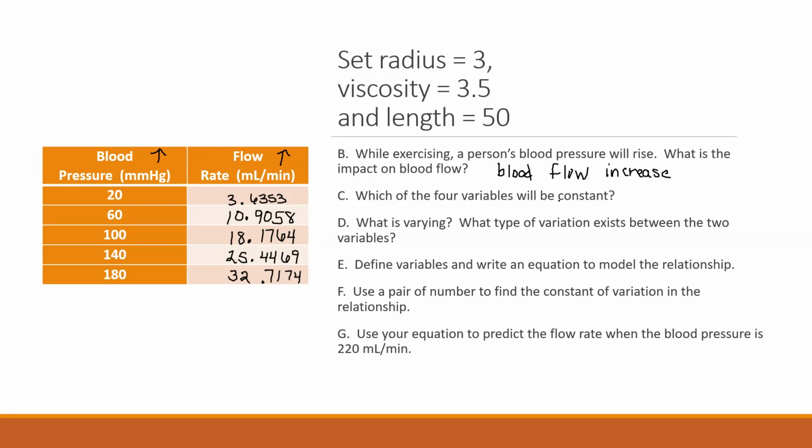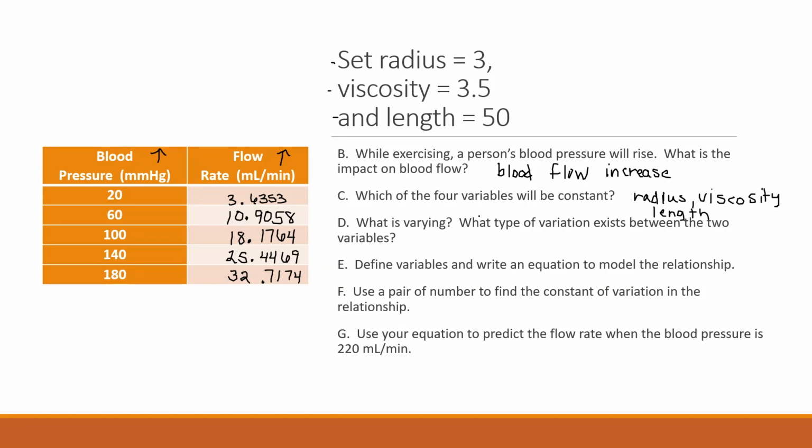So which of the 4 variables will be part of the constant? Well, the ones that were constant are these first 3 that we set to be constant. Somehow they are going to interact to inform the constant in this proportional problem. So radius is constant, viscosity is constant, and length is constant.